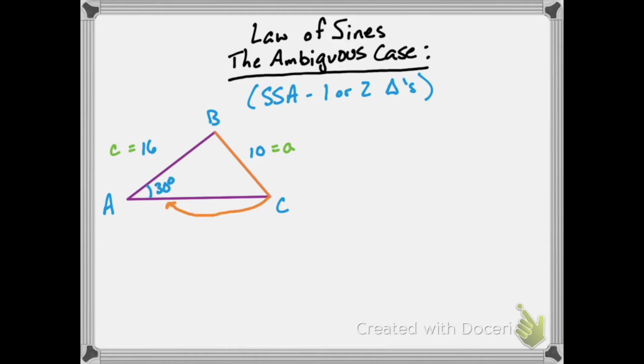Look at this side A, and notice that if we rotate it over and keep its length of 10, there's another possible place where angle C could be that looks like another triangle is possible. This is what we're testing.